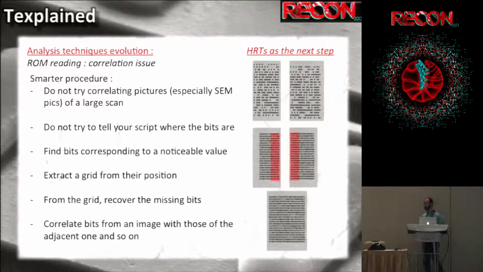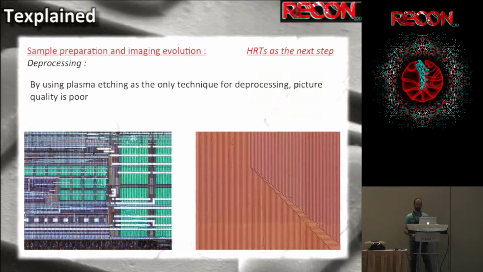But before doing that, you must have the perfect picture. And this is not so easy. Eight years ago, when I was doing this kind of thing, I was using a plasma etcher, and I was thinking, oh, it's so cool. A plasma etcher is a machine where you can create a plasma, and depending on the gas inside the machine, it will etch away the oxide layer or the metal.